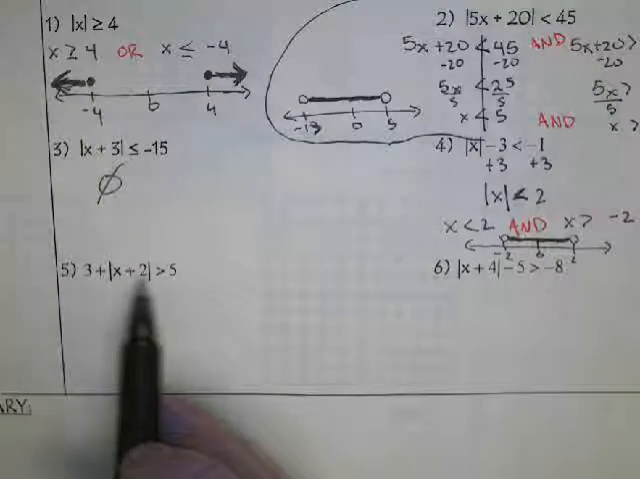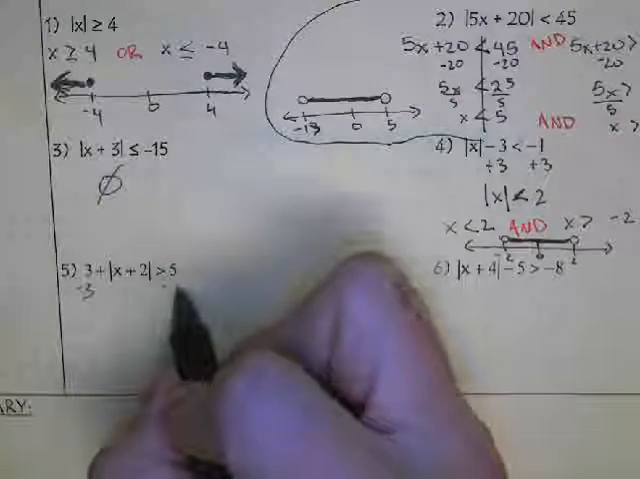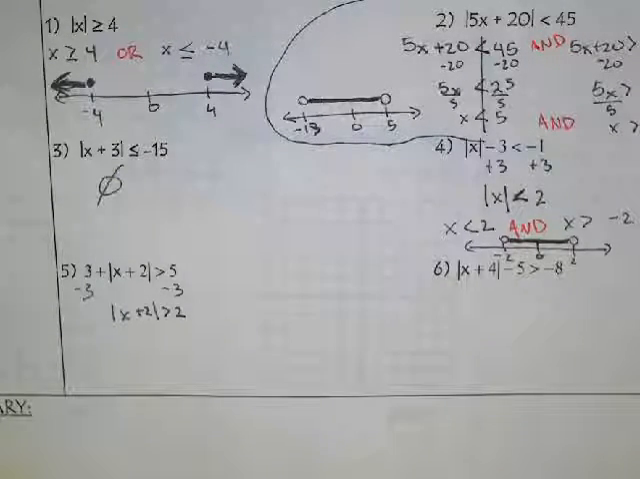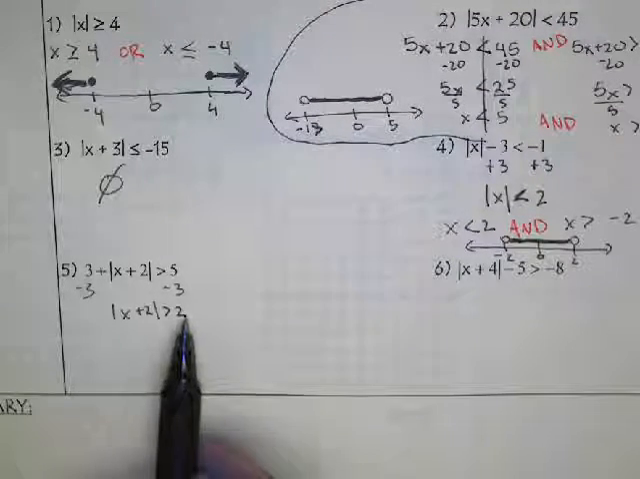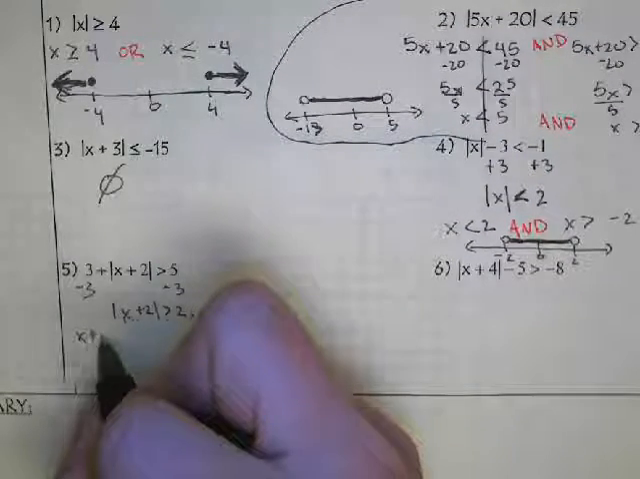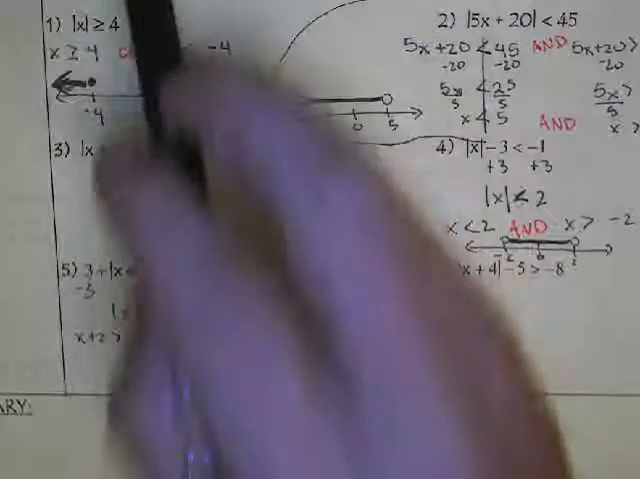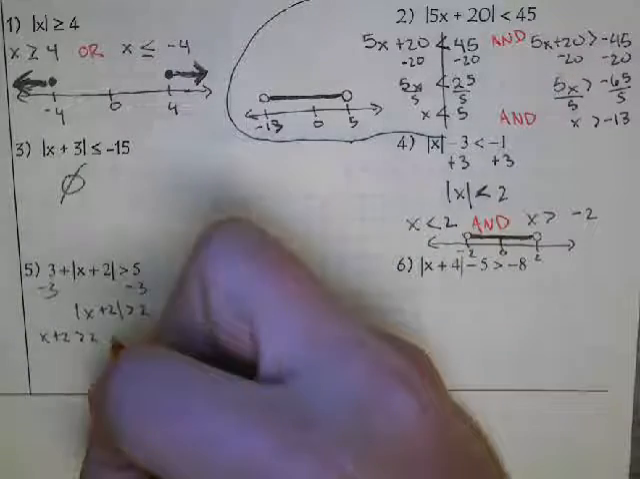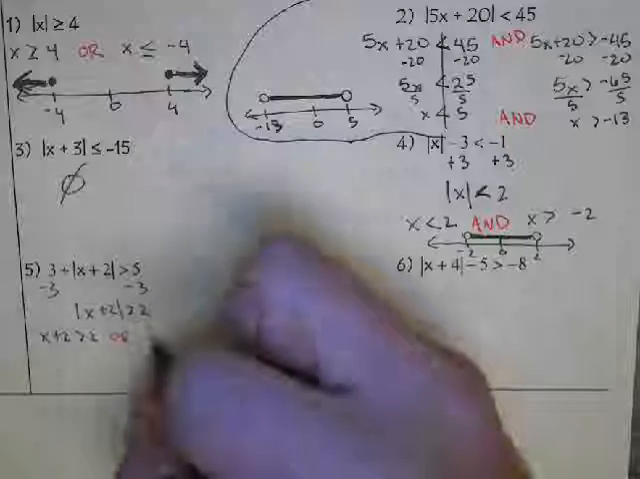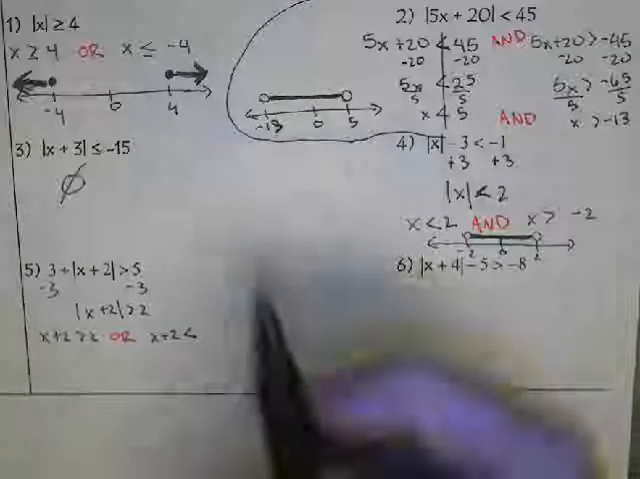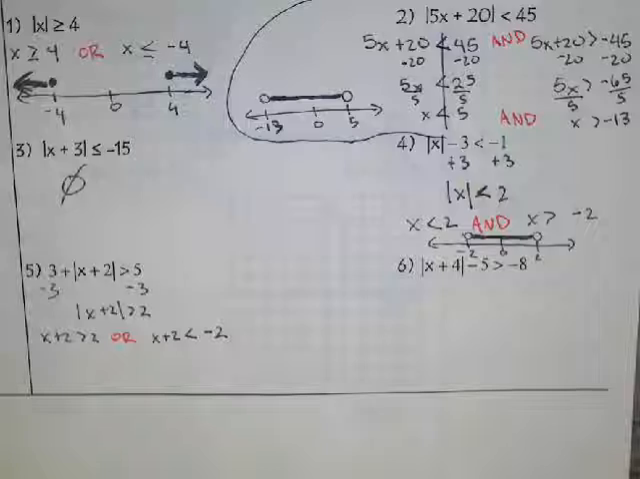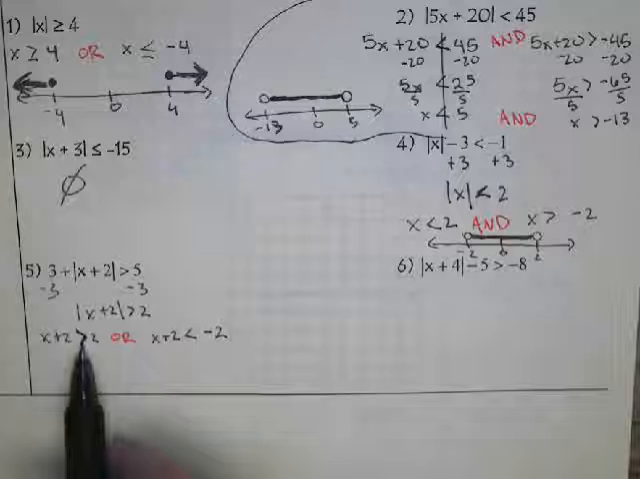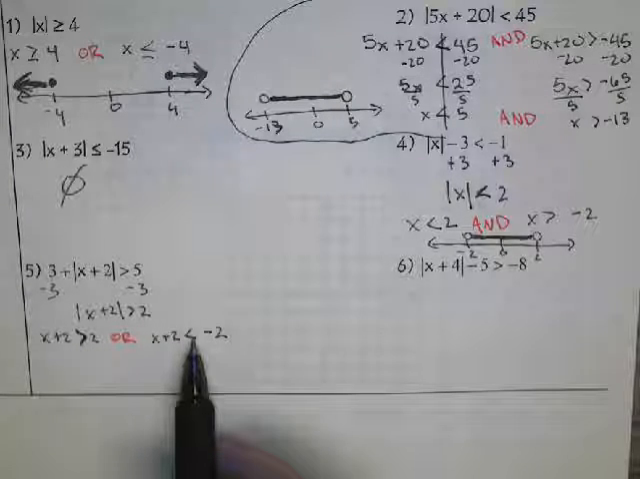So first thing, I need to isolate my absolute value. So I'll subtract 3 from both sides, and we'll have the absolute value of x plus 2 is greater than 2. Now we can drop our absolute value sign. We are greater than a positive, so I'll have x plus 2 is greater than 2. Since it started off with a greater than, we're going to use the word "or." So we'll go or x plus 2 is less than, flipping my inequality and using the negative value of 2. So we kept the inequality the same and used our positive, then we flipped it to use our negative.